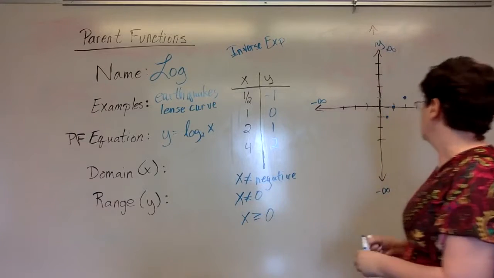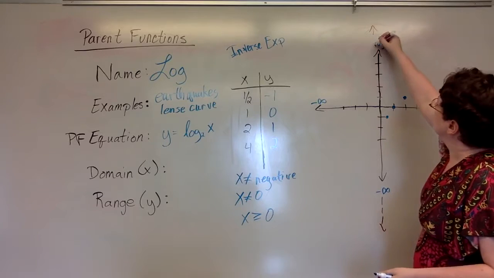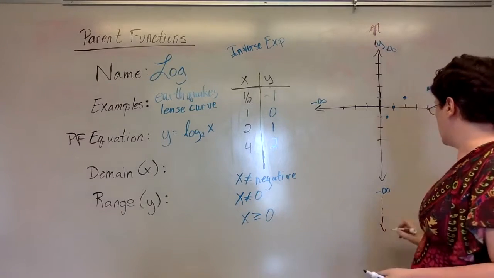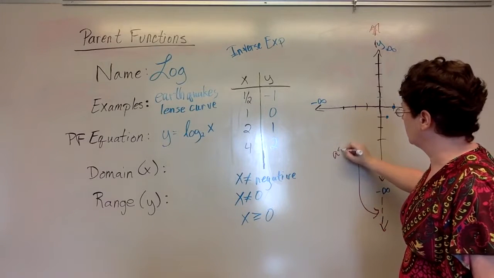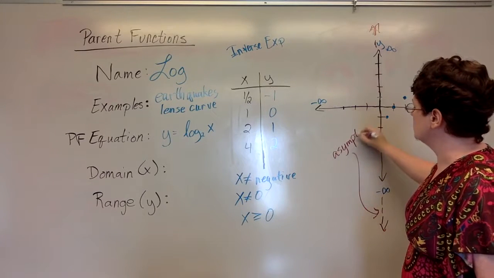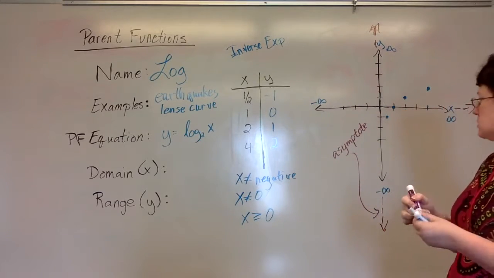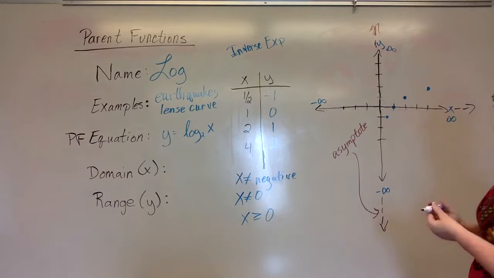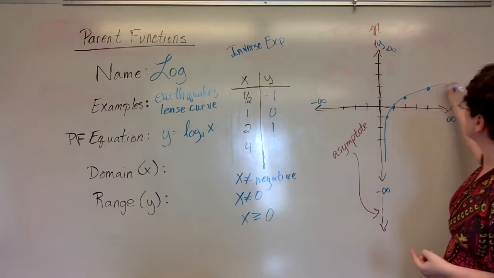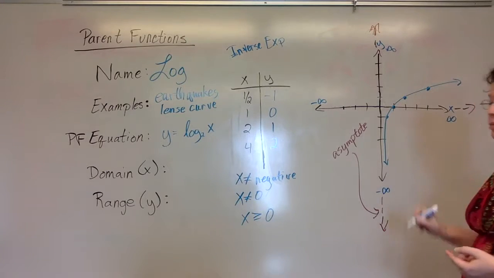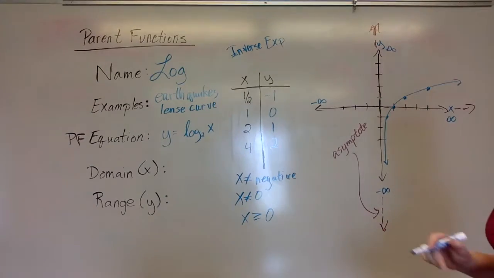So we have an asymptote. I know you guys are so excited about that word. Along the y-axis. Okay, we have an asymptote. It's not going to cross over into the negative part of the axis. Well, what is it going to do? Let's look at that. So my curve starts down at negative infinity, comes up, and curves over. So it flipped across. That is the log function.